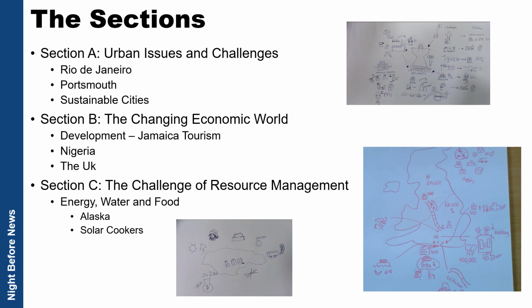Section B is the changing economic world, and this is really split into 3 sections, but we focused on 2 major ones. Nigeria, where we looked at things like how TNCs have impacted Nigeria, like Shell. We also looked at aid within Nigeria and why aid is needed. Then we looked at the UK and the changing economic situation within the UK and what problems that's created. We looked at things like the North-South divide, but we also looked at the UK's changing economic and political position around the world, the idea of Brexit and how that impacts the UK's position.